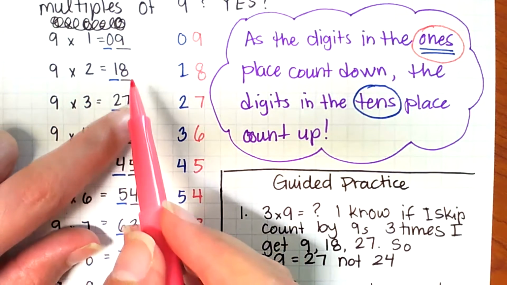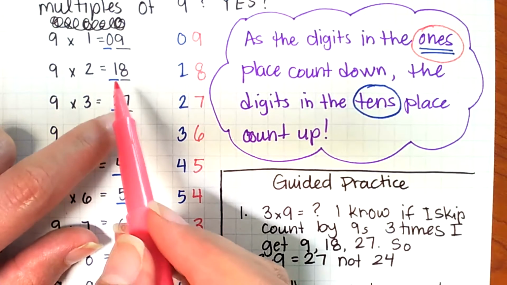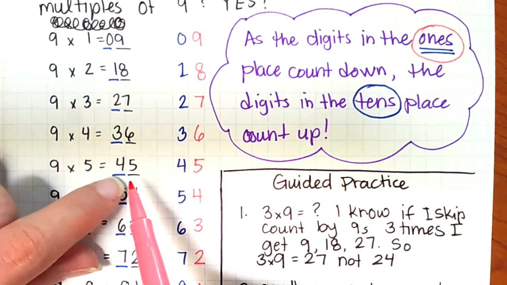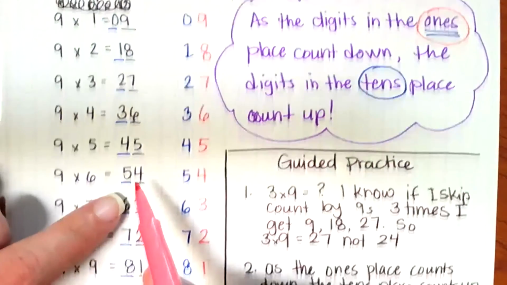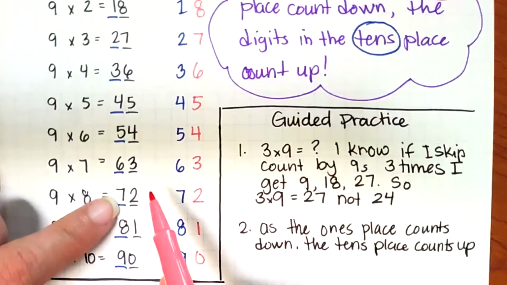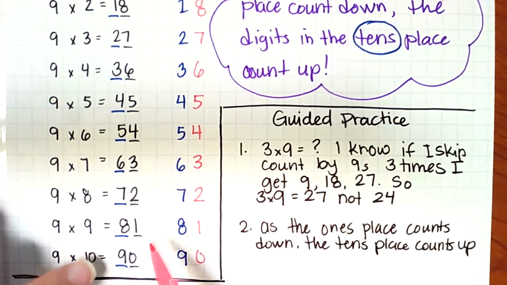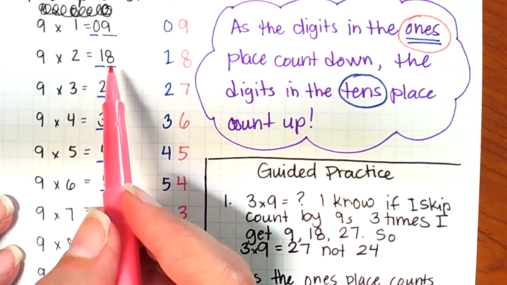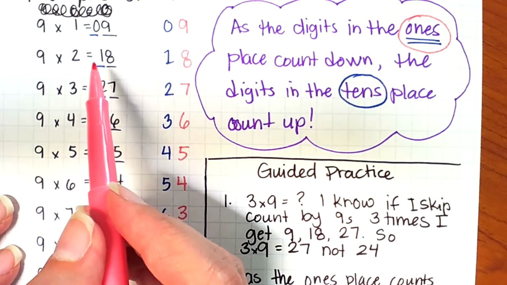9 times 3 is 27. So that 8 became a 7. That 1 became a 2. Then 36, 45, 54, 63, 72, 81, and 90. So it's almost like you're taking one digit from here and you're adding it onto this side.